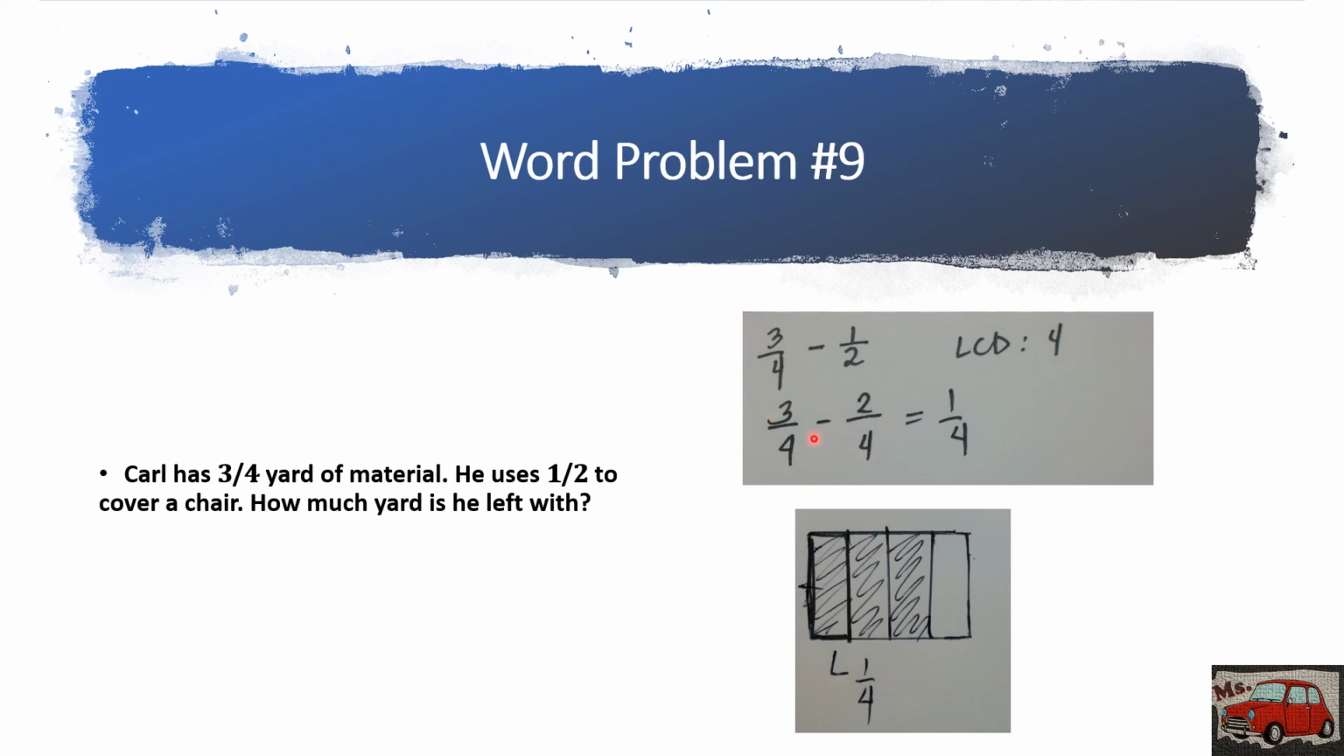Okay? So, let's just minus their numerators. So, 3 minus 2, that is 1. So, the answer is 1/4. So, yan na lang yung natirang yard after niya magamit yung 1/2 sa pag-cover ng chair. Now, if we will use the illustration, so this is the 3/4. Kung babawasan natin yung 2/4, dalawang shades, so ito na lang yung natira. Okay?